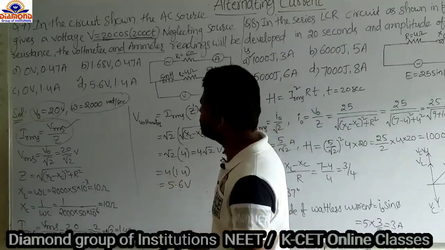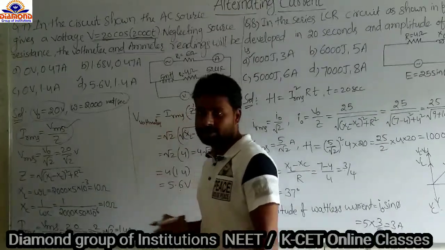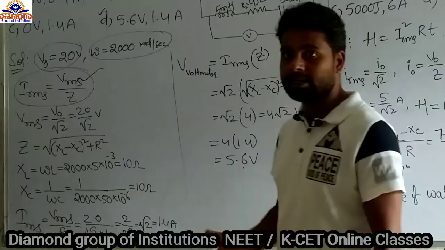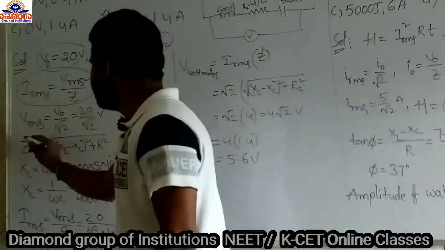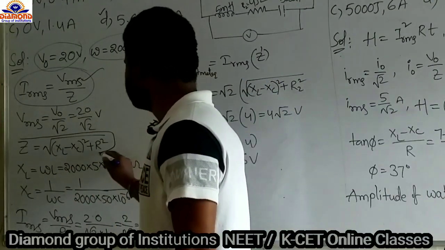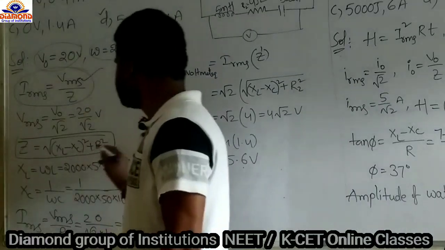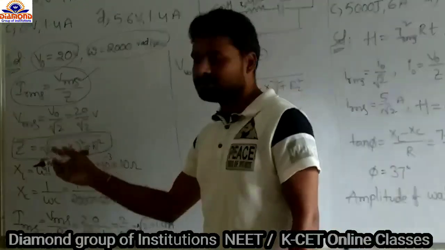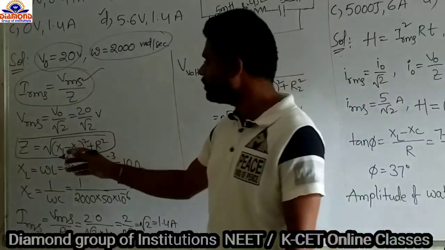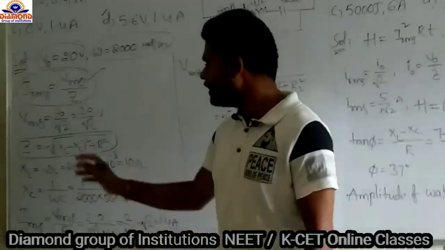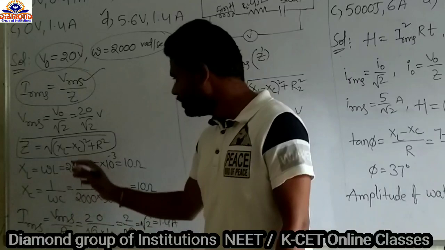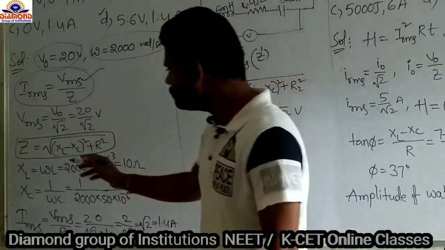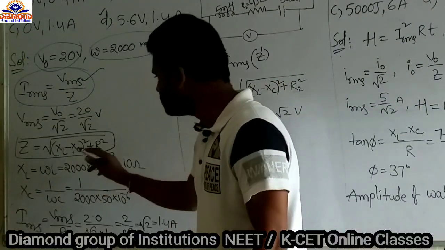Okay, the impedance value formula. For an RLC series circuit, we already know the impedance formula is Z equal to the square root of (XL minus XC) whole square plus R square. This XL minus XC depends on their values: if XL is more, XL minus XC; if XC is more, XC minus XL. Like this we have to take. Okay, and next, to find the impedance we need the XL, XC, R values.